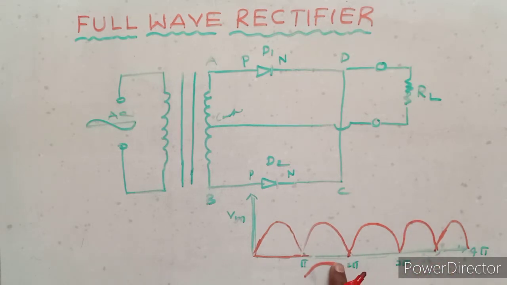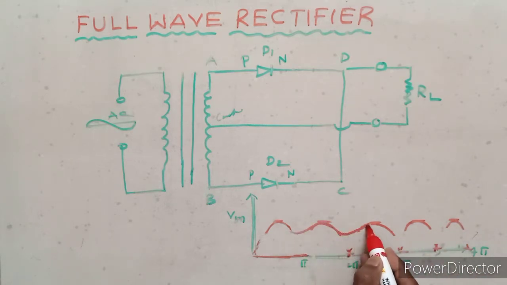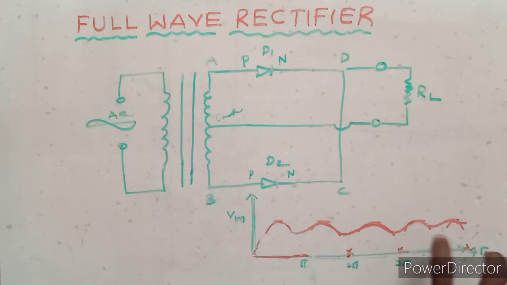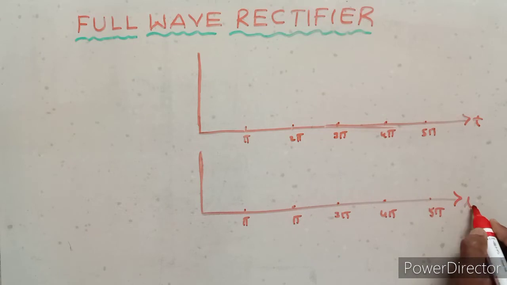So this is the full wave, maximum, minimum, maximum. So this is the maximum. This is the pulsating DC, totally pulsating DC. This is the pulsating DC. Totally the output curve is this. Once again we observe the graph. This is the time.